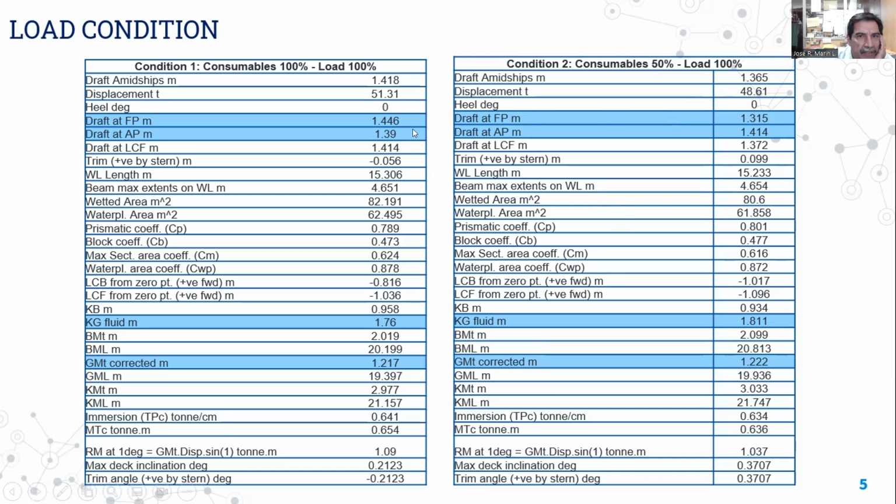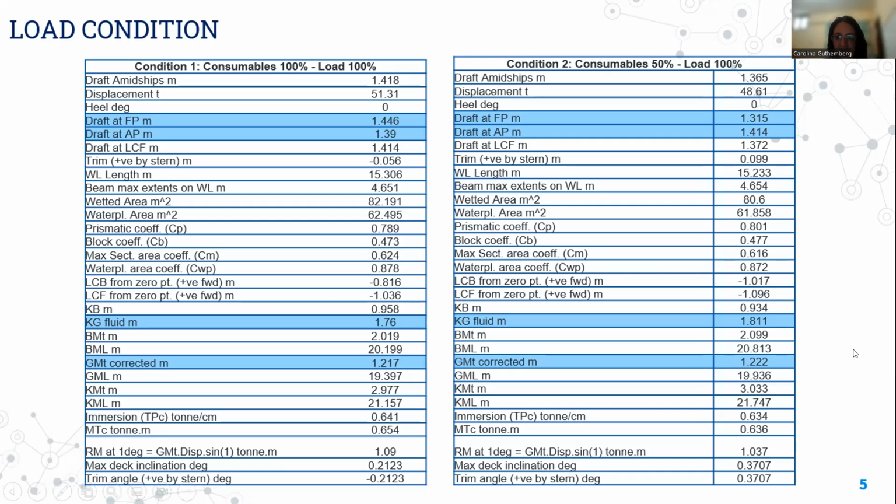Just one observation. I see that the displacement in condition 1 is 51.3 tons, and in condition 2 is 48.6. So the difference between these two loading conditions is very small. You should look for another condition, maybe with the consumables at 10% and reduce the load a little bit, so we can see the difference in loading condition, because less than 3 tons doesn't make much of a difference. Okay?